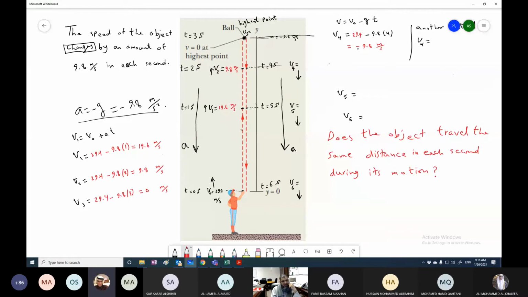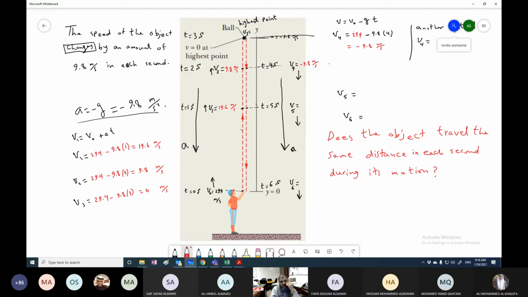I have a question, Doctor. Let me just finish. What is the meaning of this minus sign? It means direction. Now the velocity is downward. The object is moving downward. How much is the speed? It is 9.8.